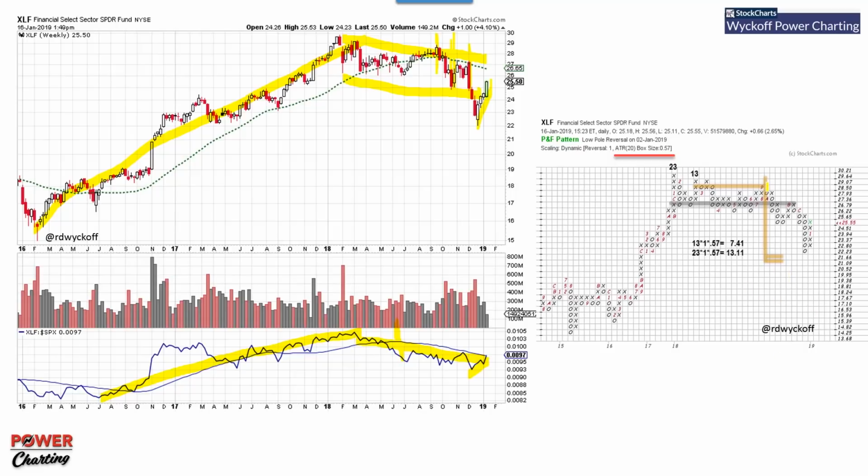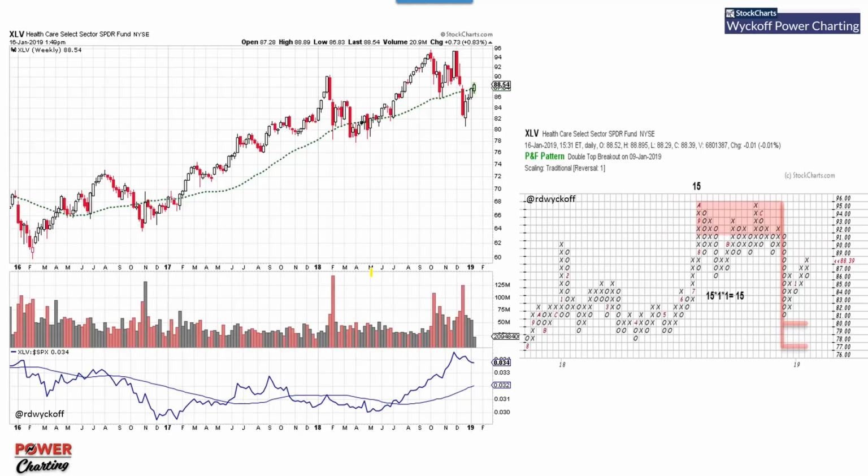So point and figure, you can see that there's a 13 column count here. It gets within one box of fulfilling that count. Then it's turned up, a little bit of relative strength. And so this could mean that we're going to have a more important rally in XLF. But again, we're concerned about the ongoing weakness.